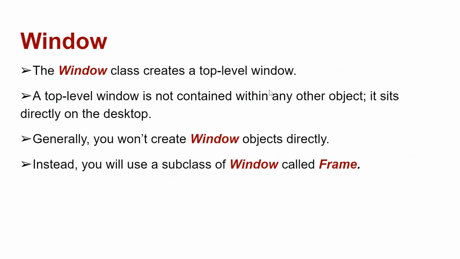Now we will discuss windows. The Window class creates a top-level window. It is generally used for creating a top-level window, which is not contained within any other object. It sits directly on the desktop, and generally you won't create a Window object directly. Instead you will use the subclass of Window called Frame.